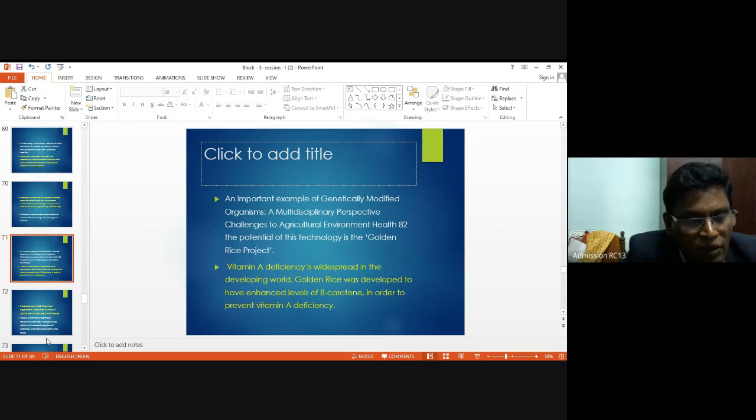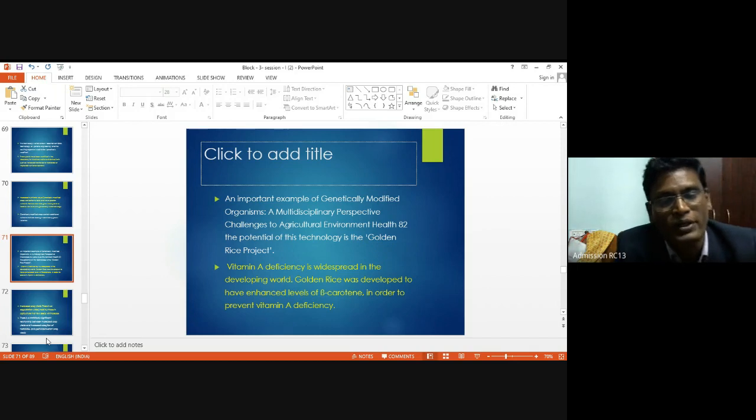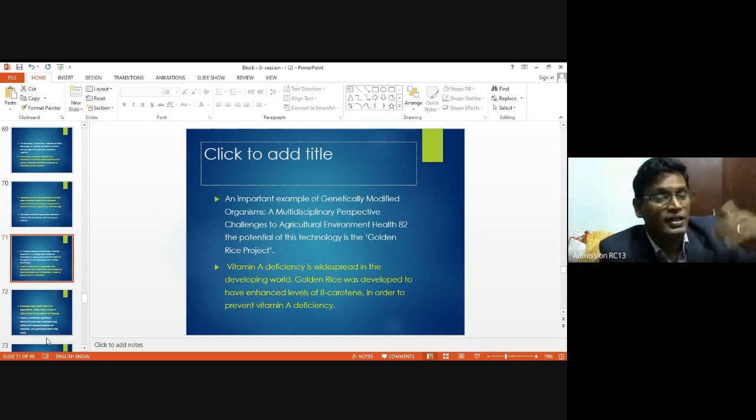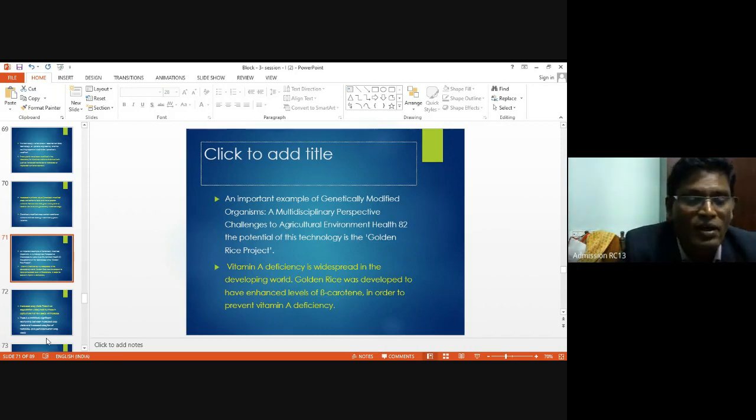In developing countries, it is noticed that a large number of people have vitamin A deficiency. In order to provide vitamin A to the population, the Golden Rice Project has been taken up and introduced to produce more of this rice, which contains vitamin A.